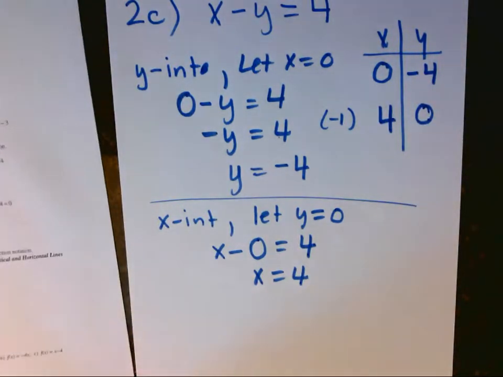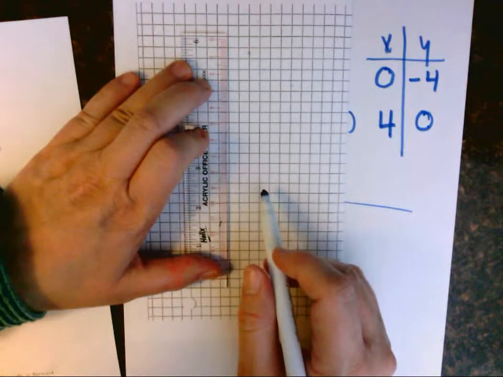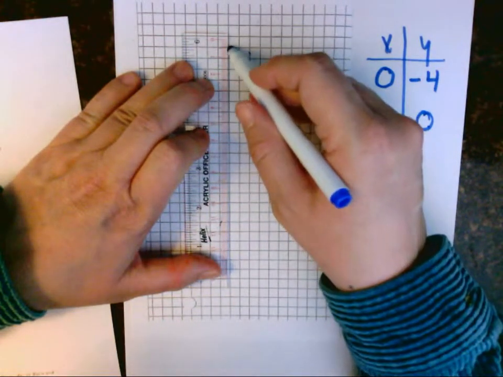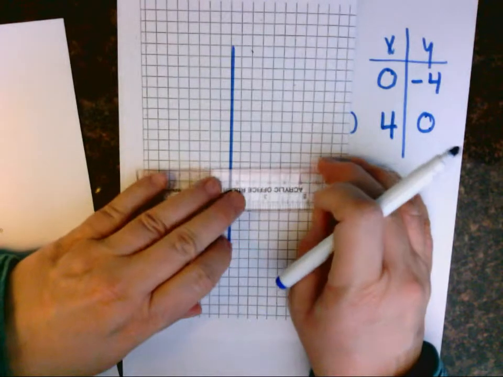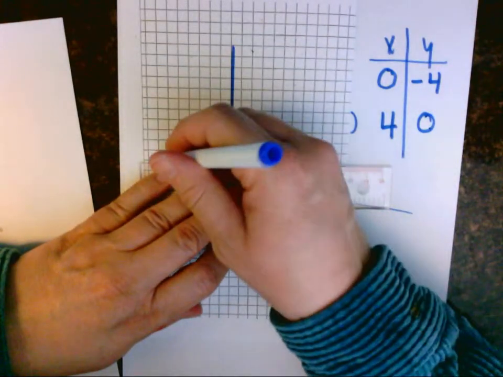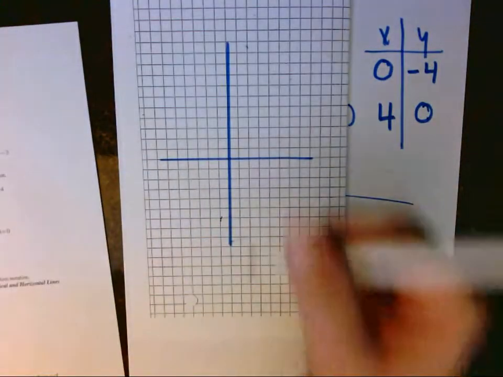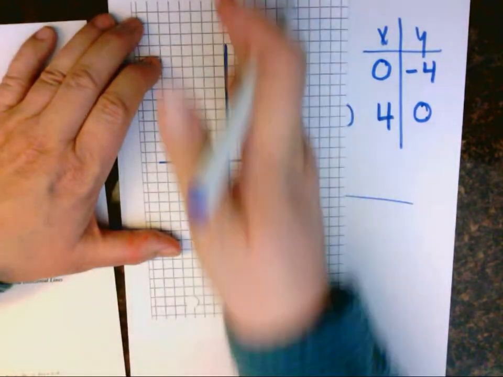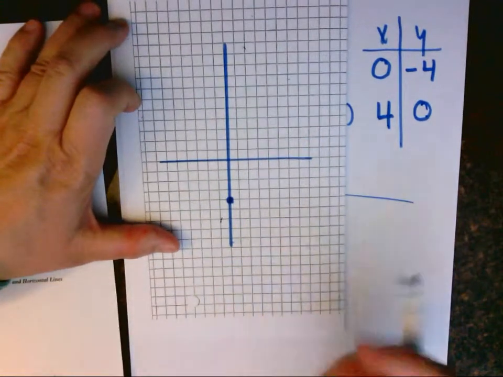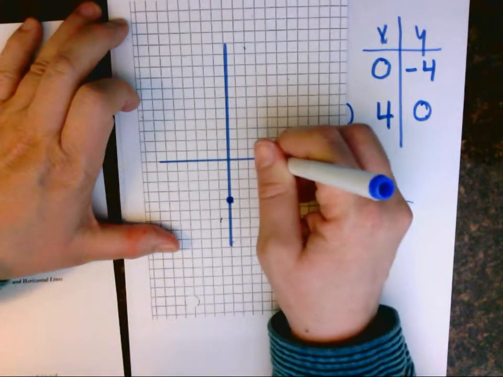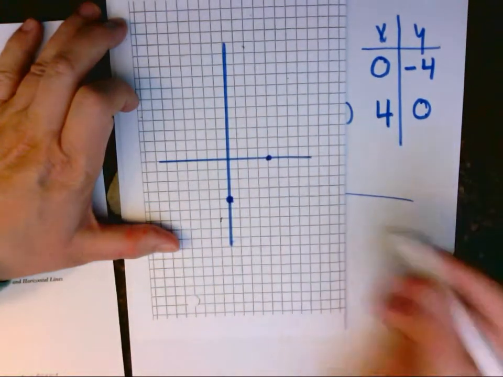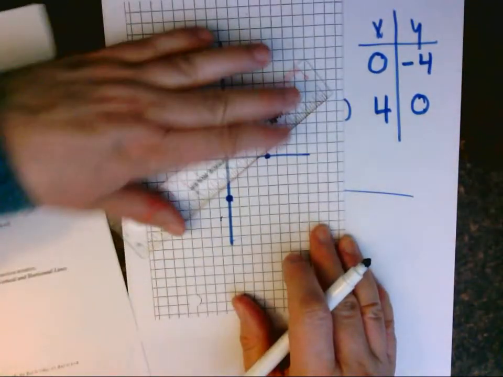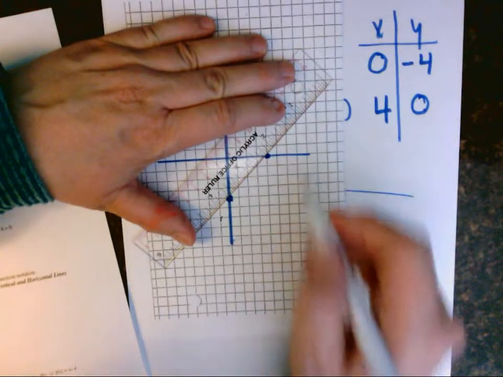So let's go ahead and graph that. (0, -4), and that's the intercept of the y-axis, the y-intercept, and (4, 0), that's the x-intercept, the intercept of the x-axis. And now we have 2 points. We can draw the line.